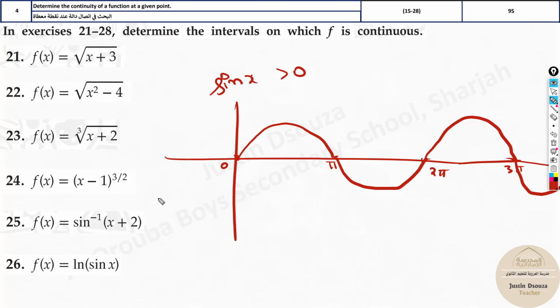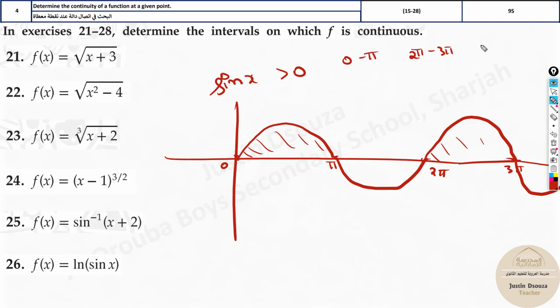So this is the answer. Now what are the answers? This is our answer. See all this region, right? From 0 to pi, from 2 pi to 3 pi. But we can't keep on writing because it goes, see, 0 to pi, one answer. Then 2 pi to 3 pi.